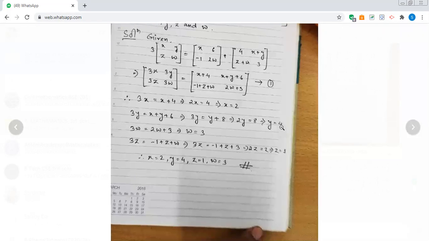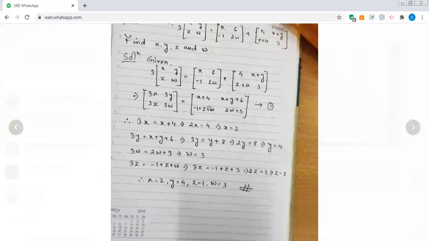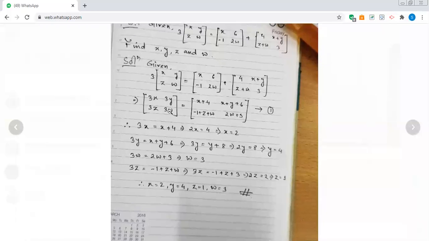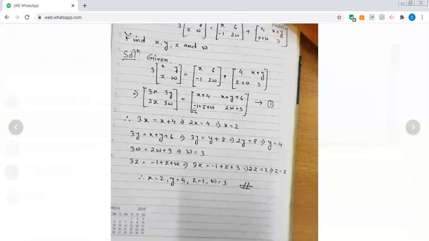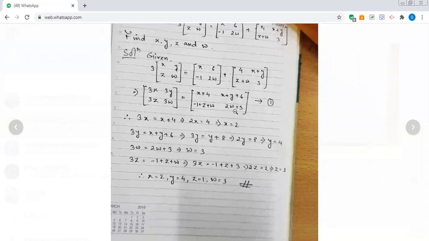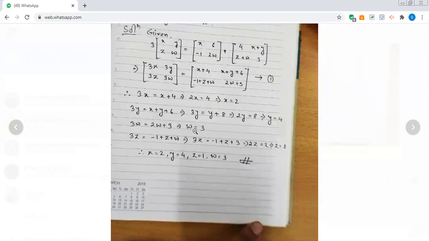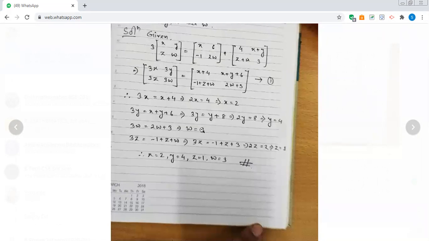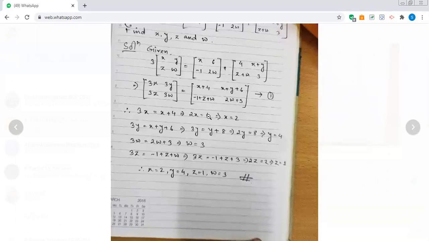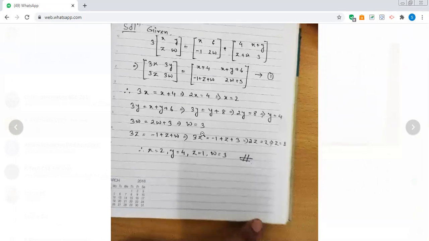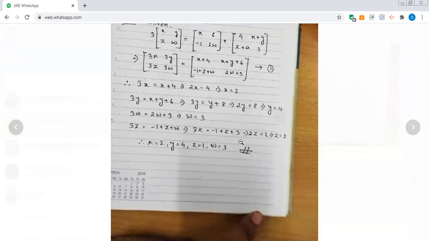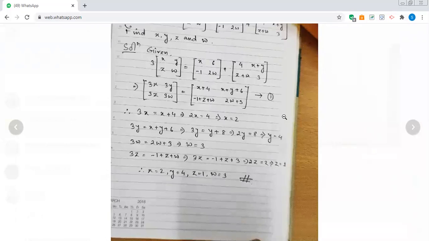Then the next corresponding element is what? You can choose any one. 2w plus 3 equal to 3w you can write first, or you can write 3z equal to minus 1 plus z plus w. Here I have written 2w plus 3 equal to 3w to get the simplified form: w equal to 3. Now another corresponding element is 3z equal to minus 1 plus z plus w. You have to put the value of w equal to 3 over here and simplify to get z equal to 1. So finally, what are the values we have got? x equal to 2, y equal to 4, z equal to 1, and w equal to 3.